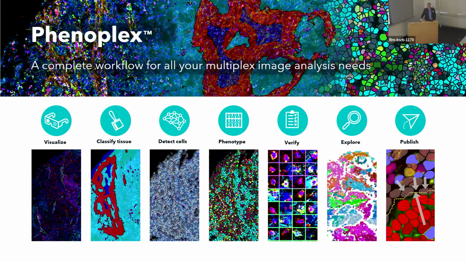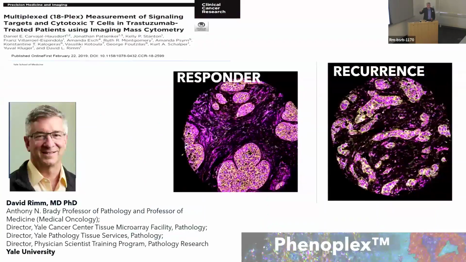multiplex images. One of the first things we did with Phenoplex in the early days was working with David Rim at Yale. This was 2 cohorts, one which responded to Herceptin treatment, so breast cancer patients that responded to Herceptin treatment, and patients that had a recurrence of breast cancer after Herceptin treatment. So basically, these patients all were deemed as suitable for Herceptin treatment. However, many of the patients didn't respond to treatment.